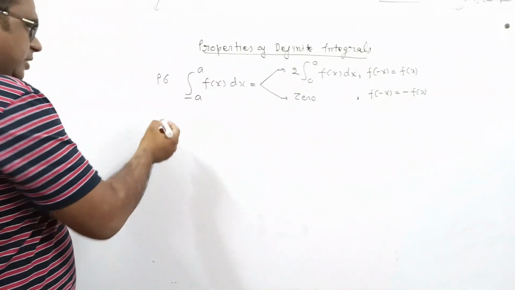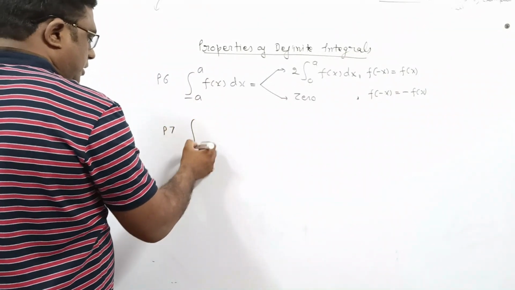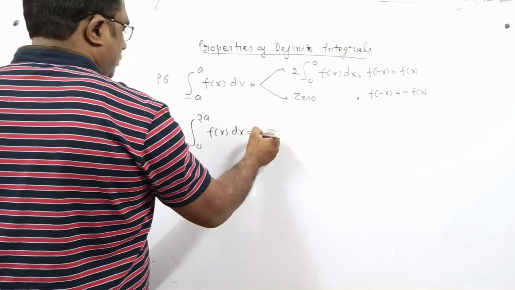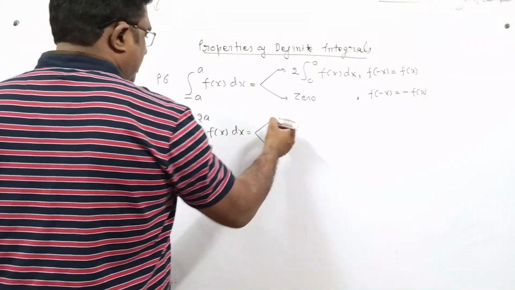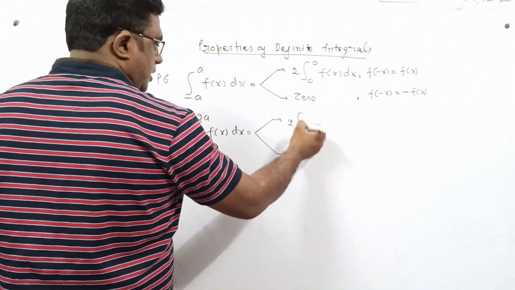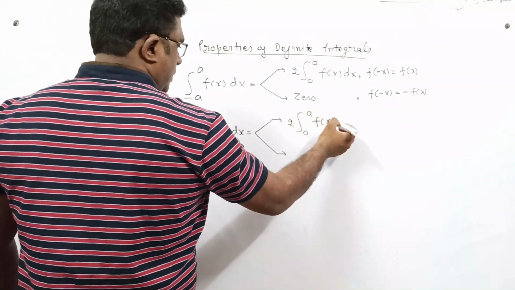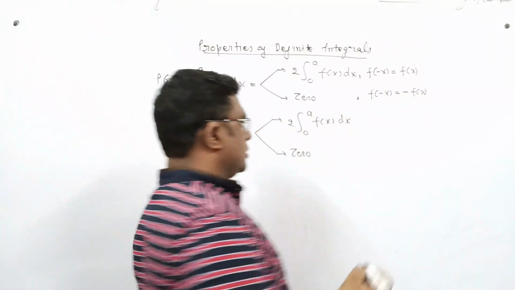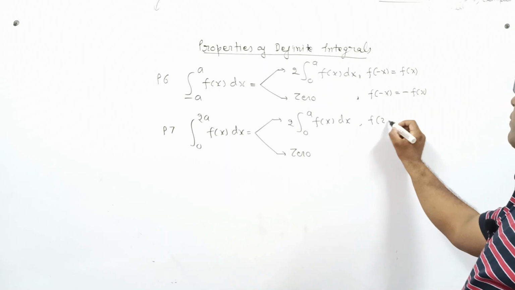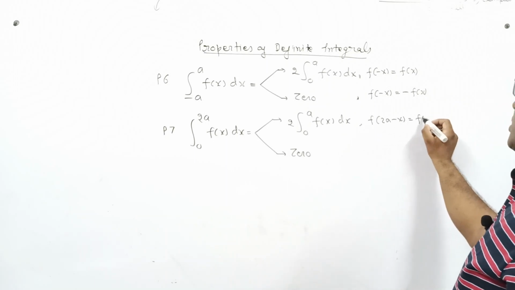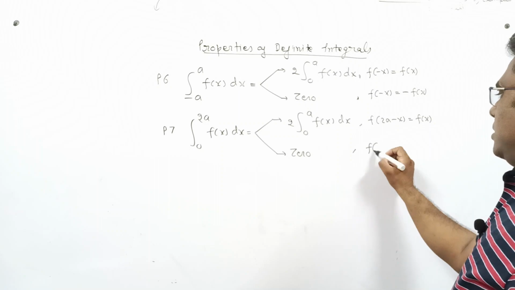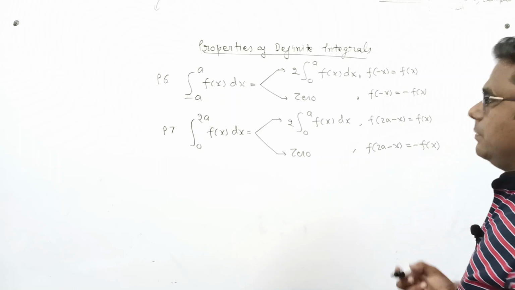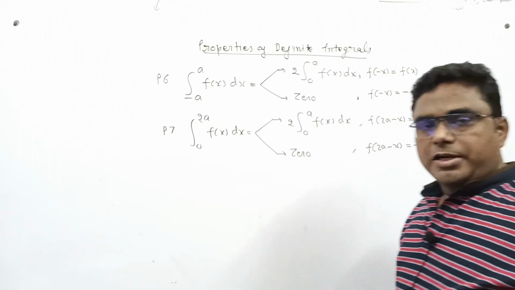Last property, number 7: the integral from 0 to 2a of f(x) dx also has two different types of results, twice the integral from 0 to a of f(x) dx, and 0. This is the result when f(2a minus x) is equal to f(x), and this is the result when f(2a minus x) is equal to minus f(x). So these are the properties of definite integral.